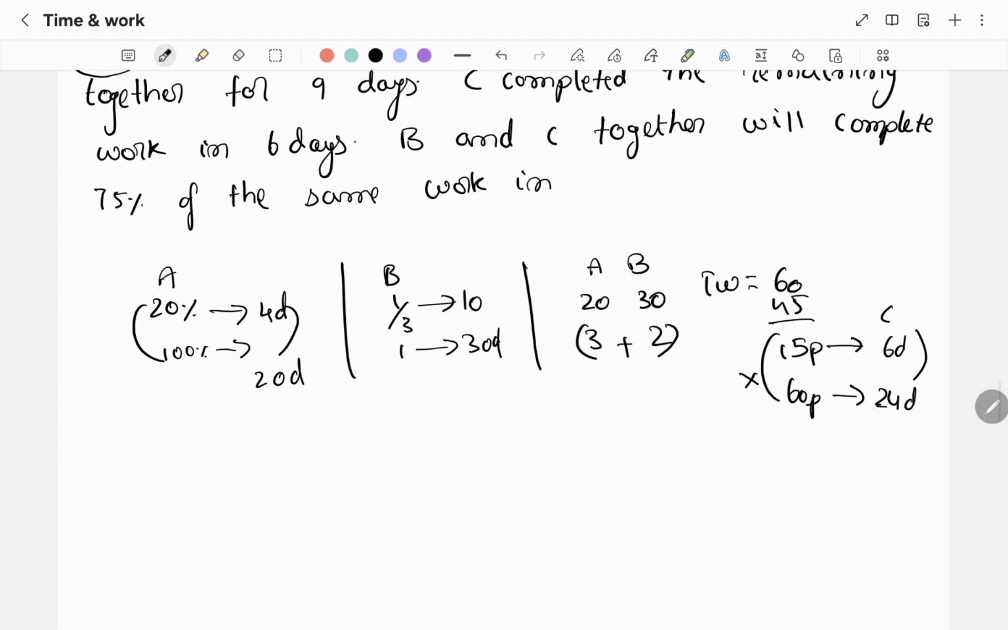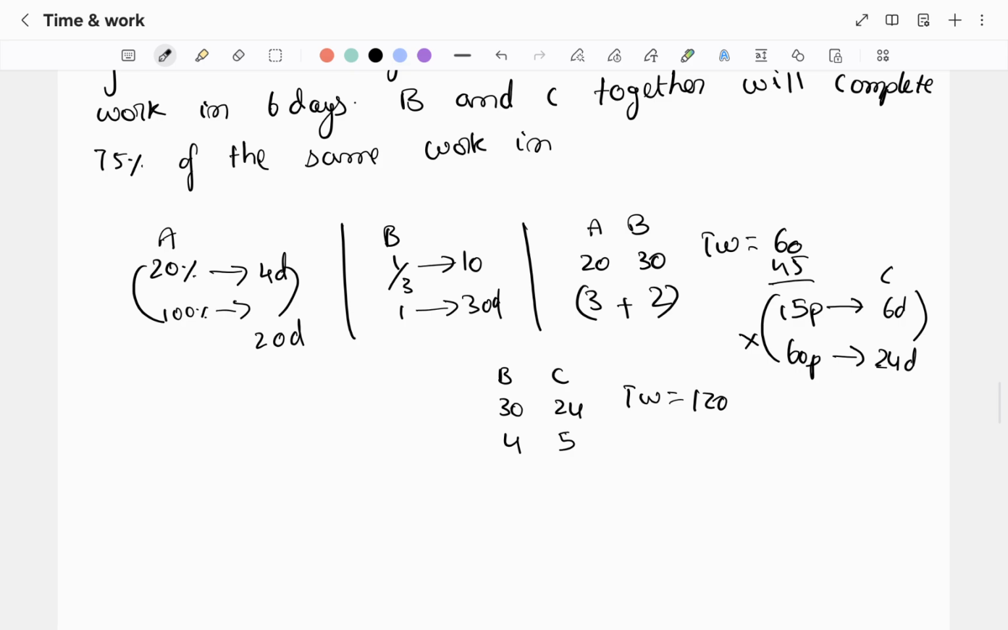Then they are asking B and C together. So B completes the work in 30 days, C completes the work in 24. So total work is equal to 120. So 4 and 5. B and C together will complete 75% of the work. Okay. So 1 day 9 parts. So time taken by B and C together is 120 by 4 plus 5, 9.